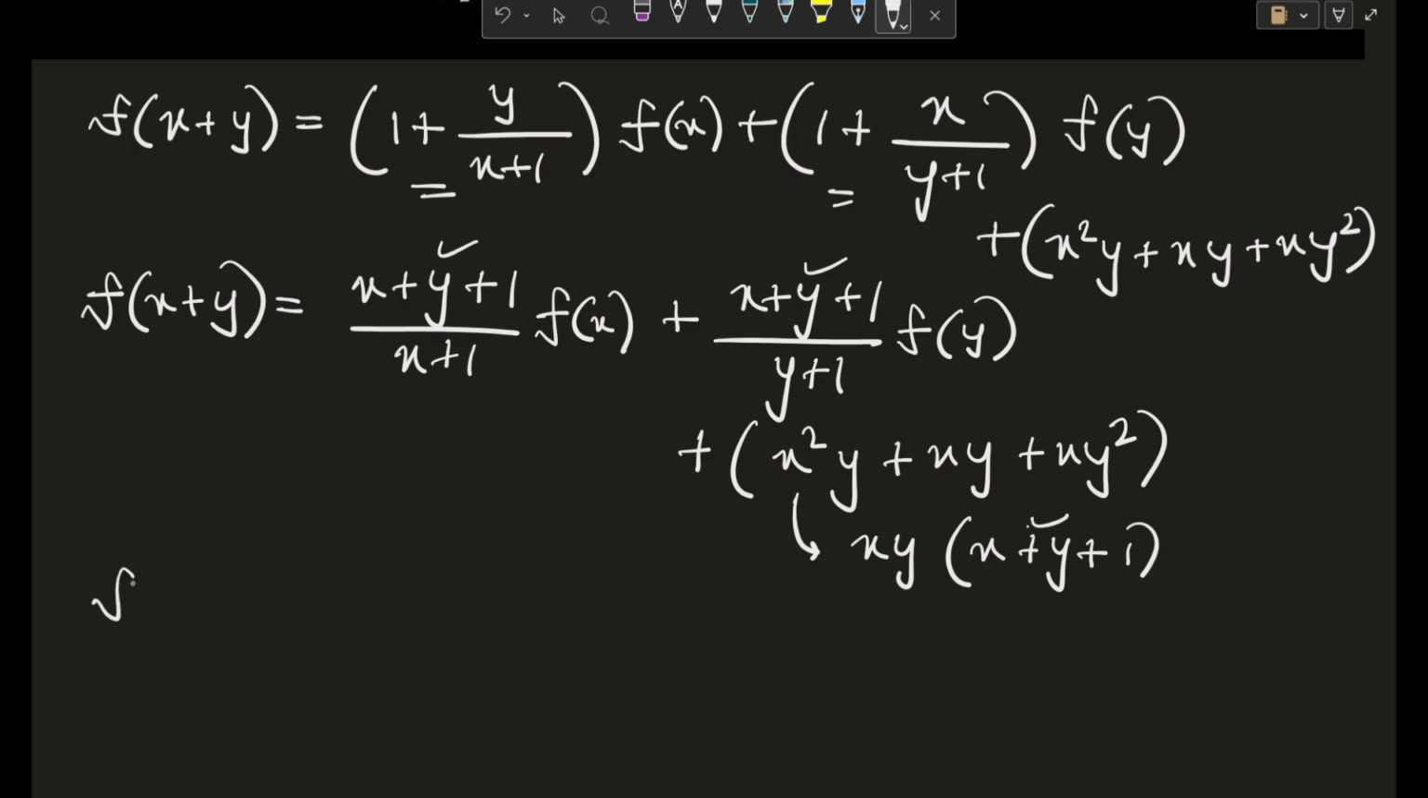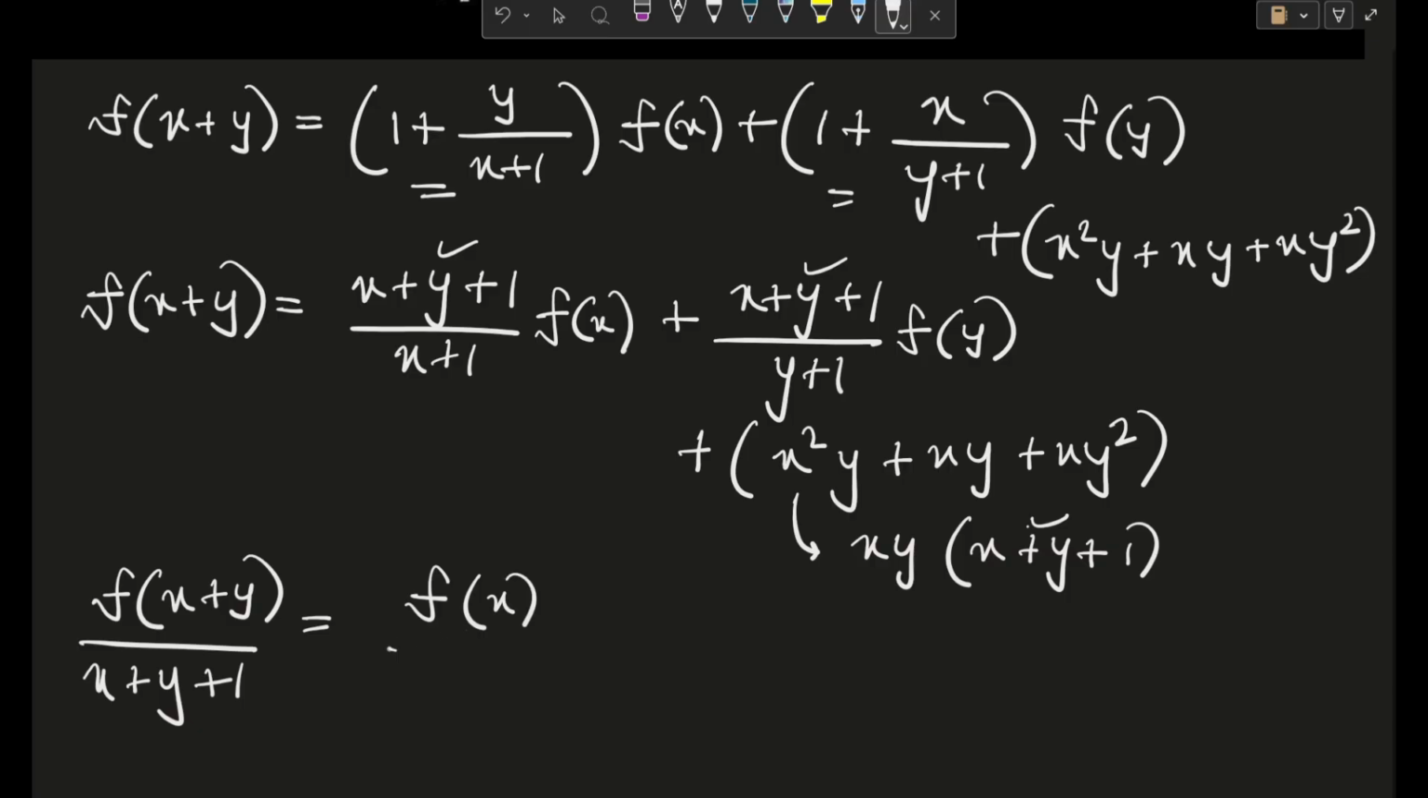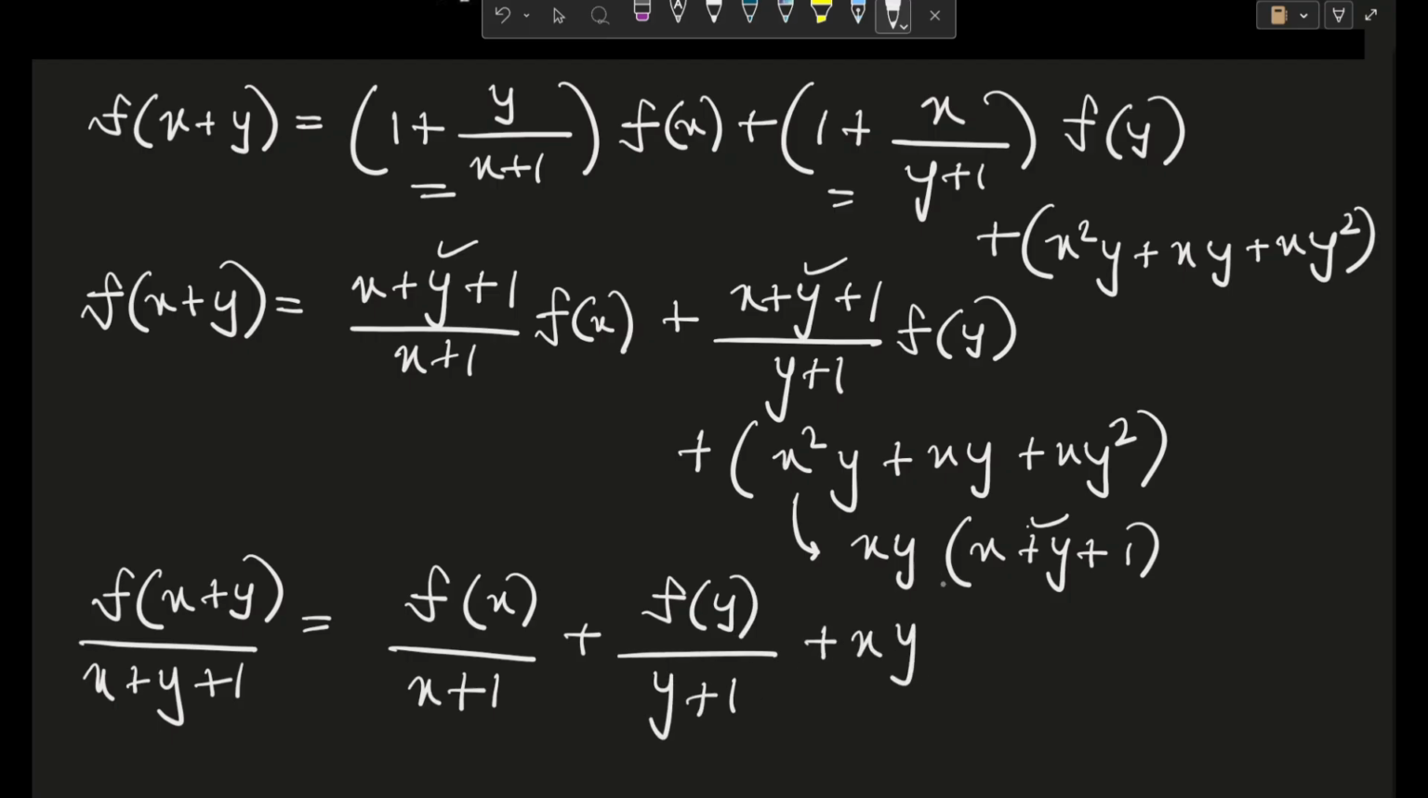So finally we would have f of (x plus y) whole divided by (x plus y plus 1) equal to f of x whole divided by (x plus 1), plus f of y whole divided by (y plus 1), plus xy. This is our final equation. And now guys, if you notice this functional equation very carefully, you will understand that there is something hidden here.